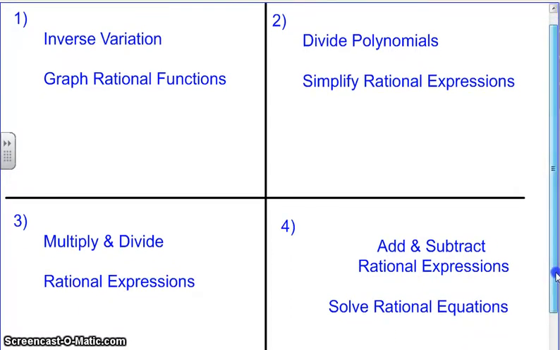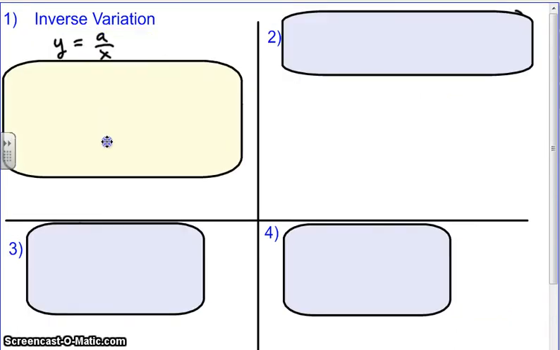And that's tough because what do you need when you add and subtract? Common denominators. That's what makes it tough. So let's start in section 1, inverse variation. What is the basic little model of inverse variation? Good, y equals a over x.